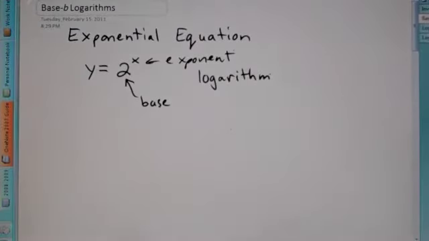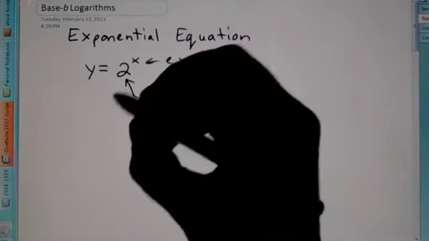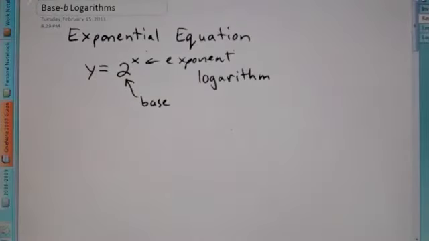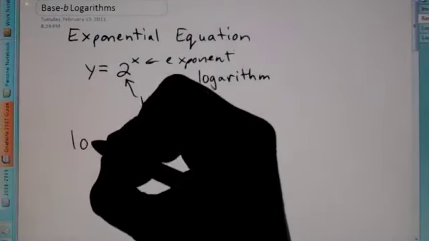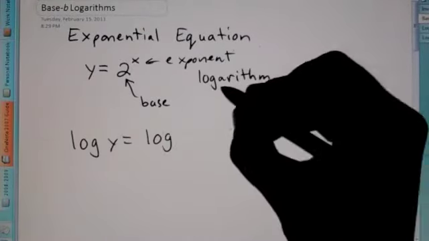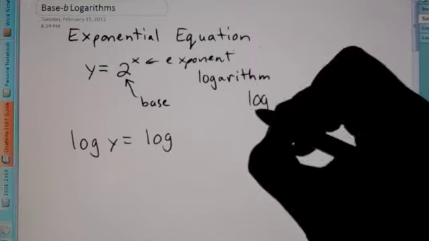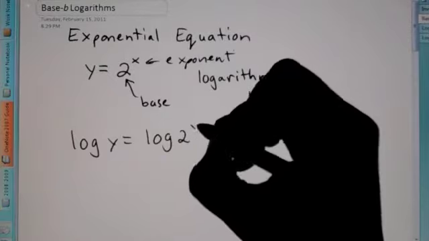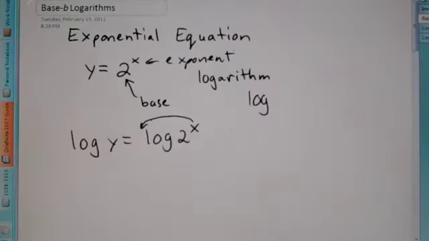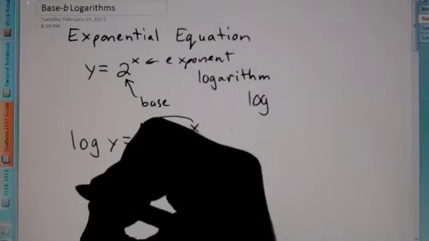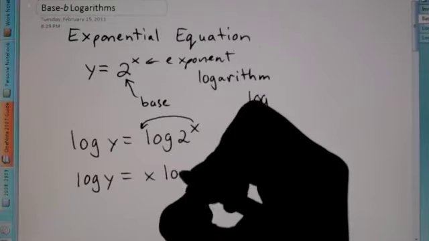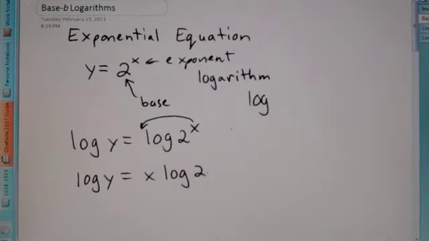Now, there is a rule in logarithms. If we want to get that x by itself, we can rewrite this as log y. So we're putting log in front of both. Instead of writing out the word logarithm, we put log. Log of 2 to the x. Now we can move this out front. That's a rule that we are going to get to later as well. So it becomes log y is equal to x log 2.